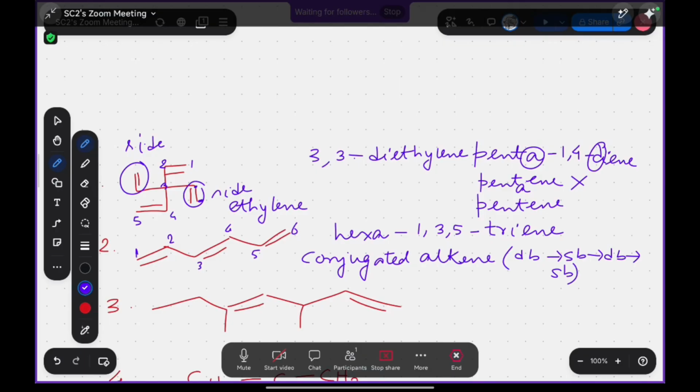That means whenever two or more double bonds are separated by one single bond in between. Double bond, single bond, double bond, single bond, double bond, single bond. In this way it proceeds. They are arranged alternatively. When a compound has more than one double bond, if the double bonds are separated by one single bond, then they will be called conjugated alkene.